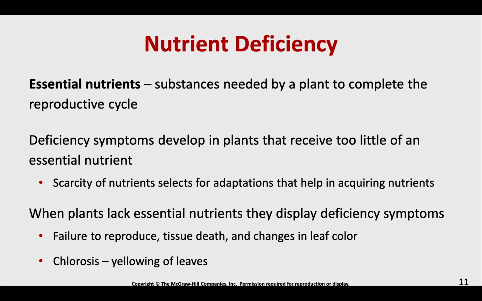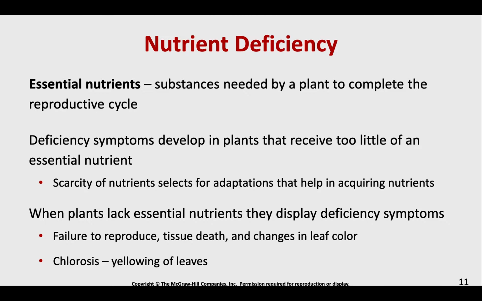All right. So speaking of essential nutrients, what if a plant does not have enough of a certain nutrient? That's going to lead to a nutrient deficiency. So again, an essential nutrient is essential to complete its life cycle. Now deficiency symptoms are going to develop in a plant that might receive too little of an essential nutrient. Maybe they just happened to land in a patch of soil that just did not have enough nitrogen, for example.